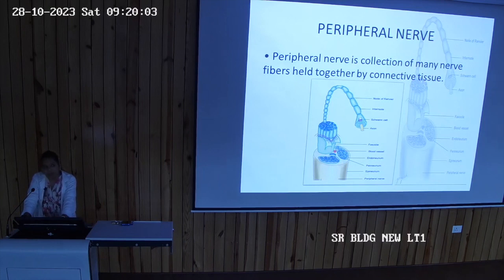If it carries sensory information, then it will be a sensory neuron. If it carries motor impulses, it is a motor neuron. And if it connects one sensory and another motor neuron, these are known as interneurons or intercalated neurons. Another type is Golgi type 1 and Golgi type 2 neurons. Golgi 1 has a long axon and Golgi 2 has short axons. These are the types of neurons.